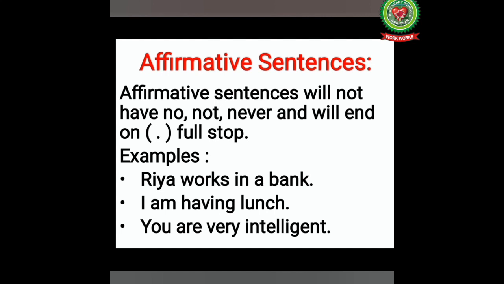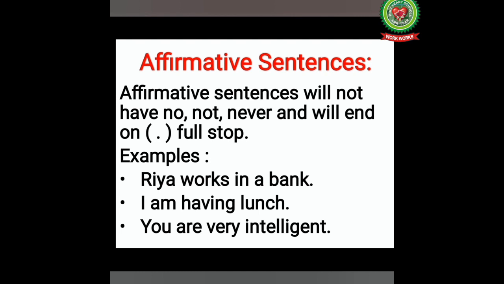Let's discuss some examples. Look at example number 1. Ria works in a bank. Example number 2 is, I am having lunch. Example number 3 is, you are very intelligent. You can see in these sentences, we have not used the words no, not, never. So these are affirmative sentences.